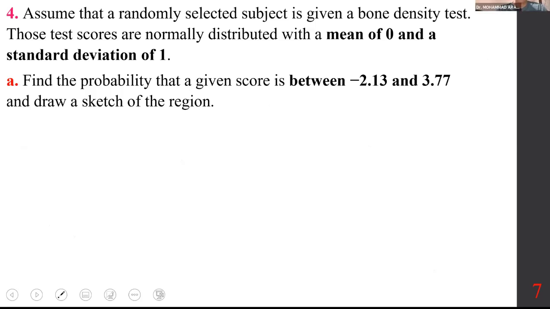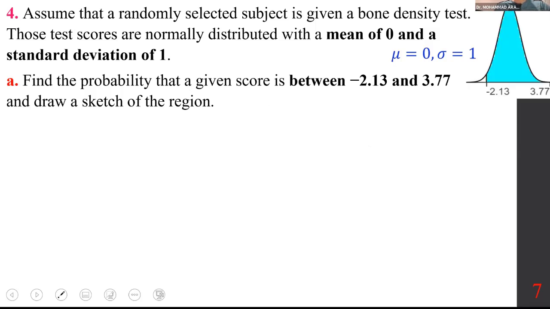Excellent. So this is a good example to see how we expect this to be answered. So mu is 0, sigma equals 1. Here's the given information. Here's the graph. And the graph doesn't have to be perfect. An approximation is good enough. So the probability of z between the two numbers, negative 2.13 and positive 3.77, is of interest to us.